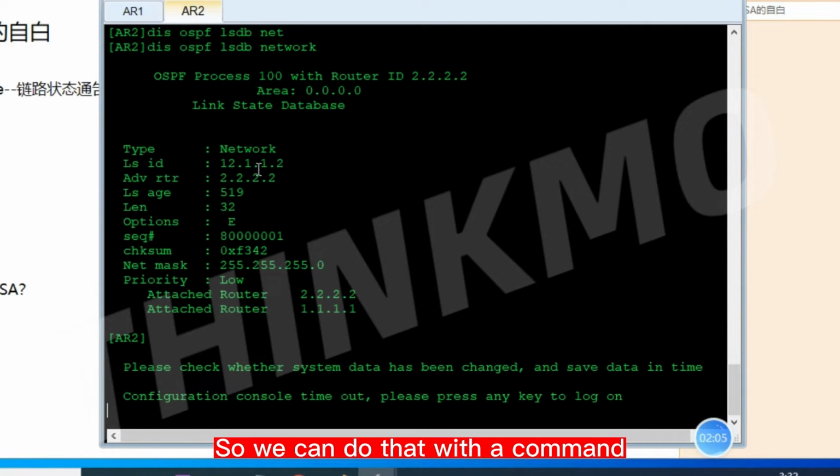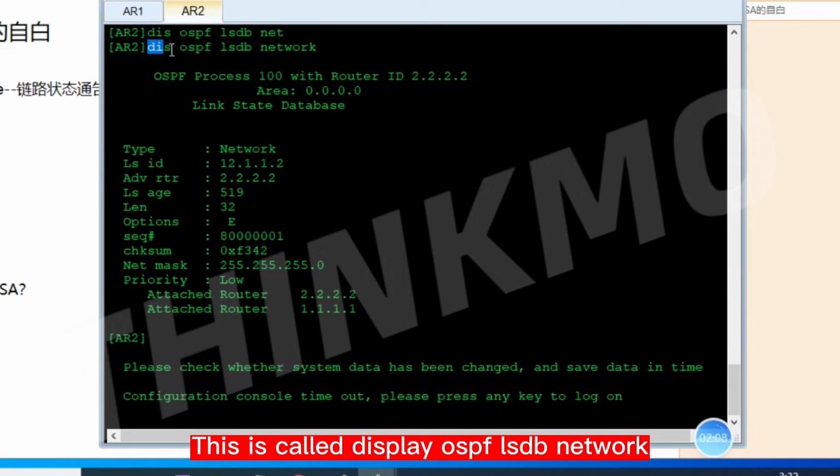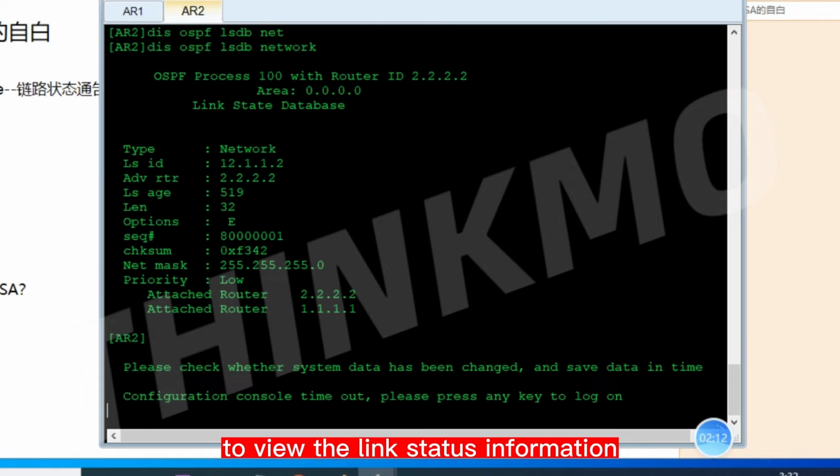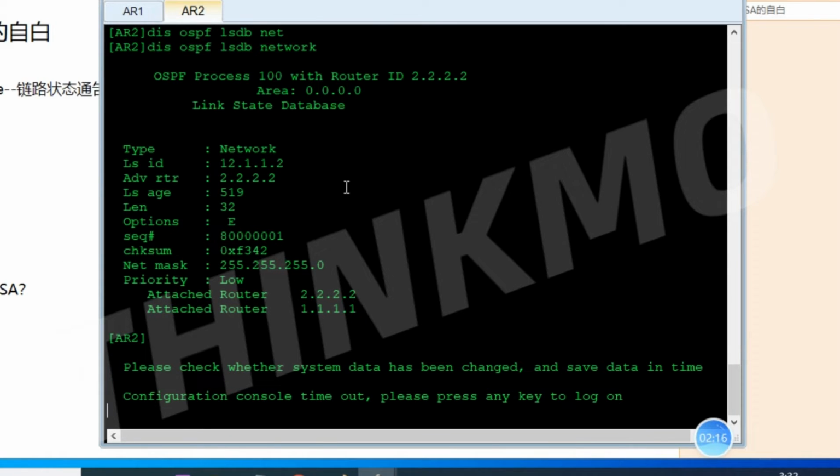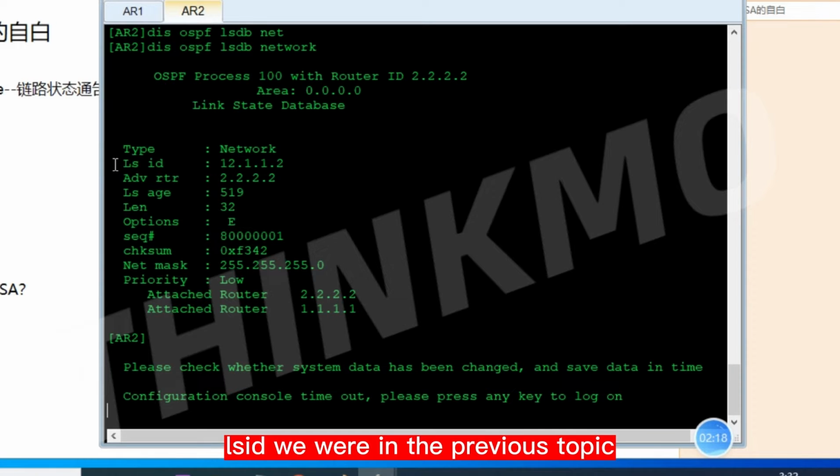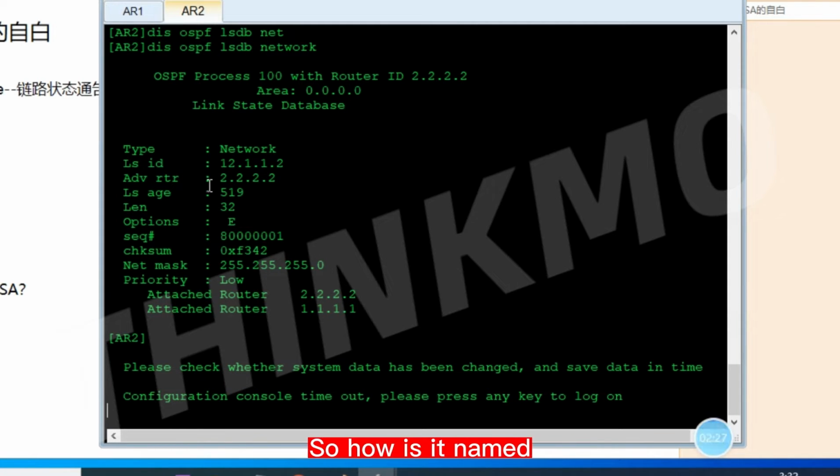We can view it with a command called display ospf lsdb network. To view the link state information, the first thing we can see is the LSID. In the previous topic, it was explained that this is the name of the LSA. So how is it named? For a Type-2 LSA, it is named after the IP address of the DR interface.